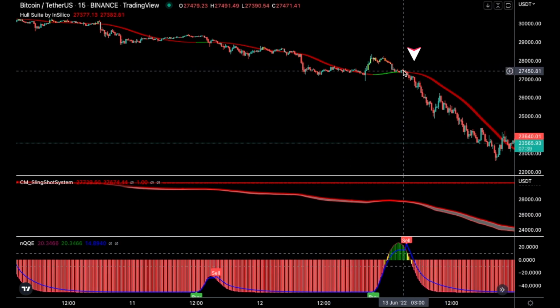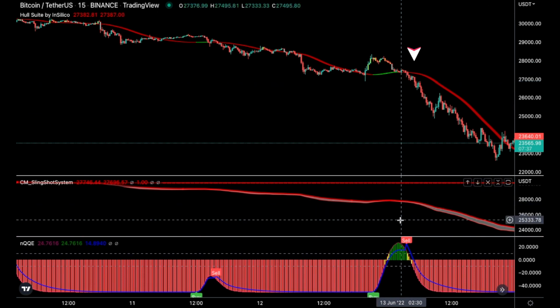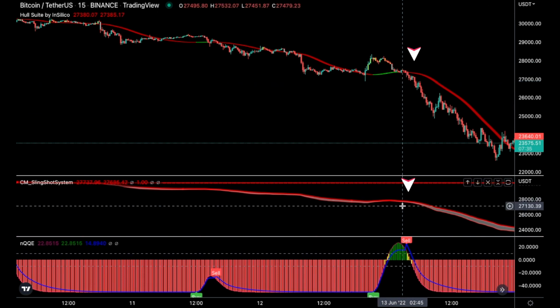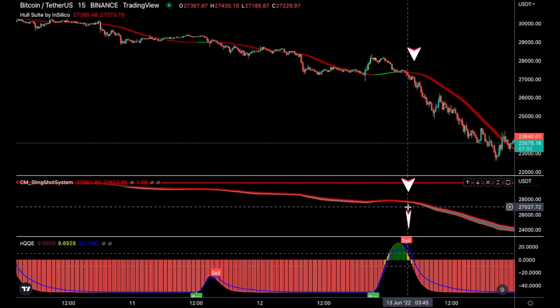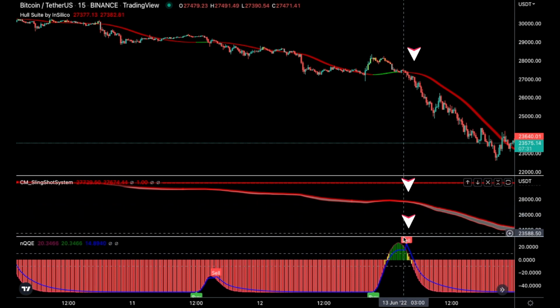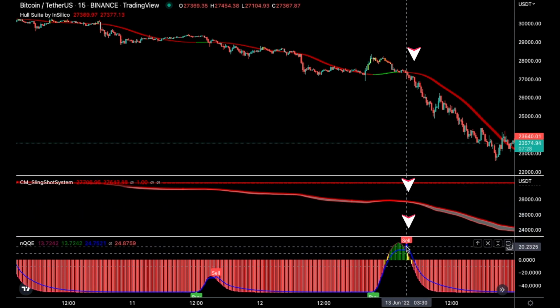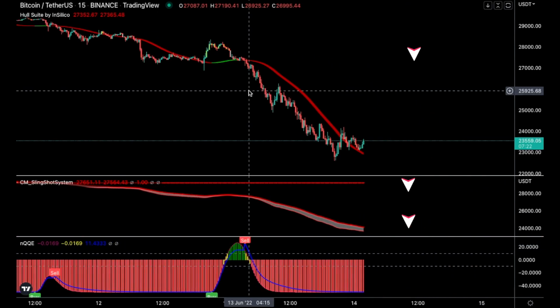Here we have a sell signal. We have a sell signal here in the CM Sync short system, and then soon after we got a sell signal in the normalized QQE indicator as well, and Bitcoin was beaten down.